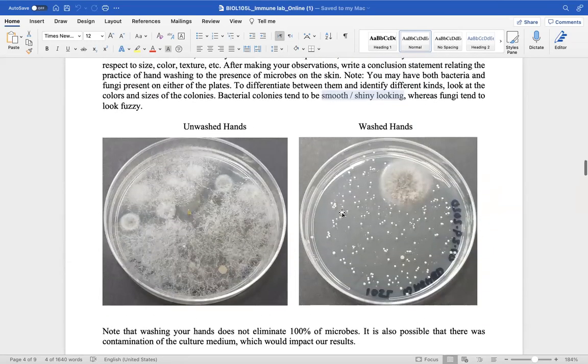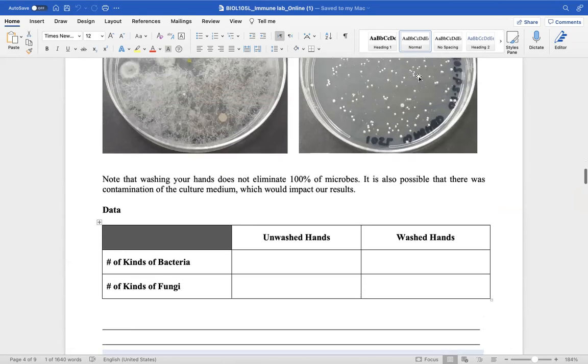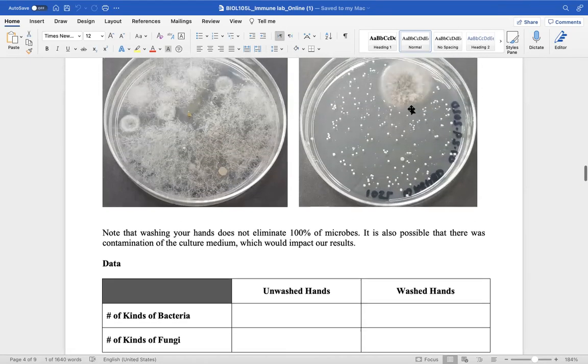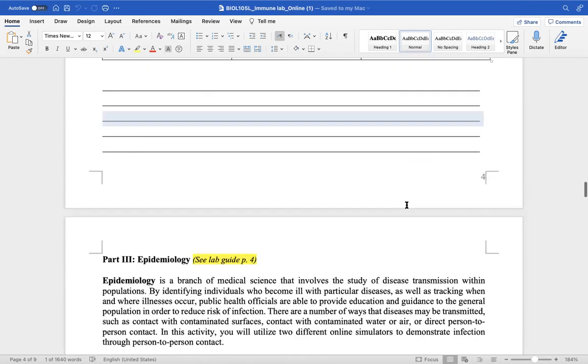I'm trying to think if there's anything else. In here, you can describe where there might be some discrepancies. So maybe there was contamination. That's why we still have a lot of bacterial colonies in the washed hands, and any other observations that you noted between the Petri dishes.